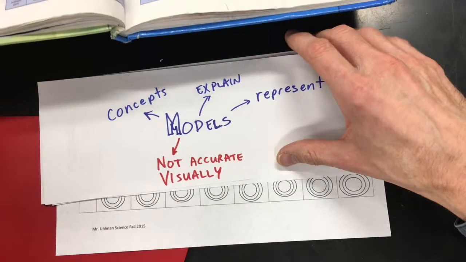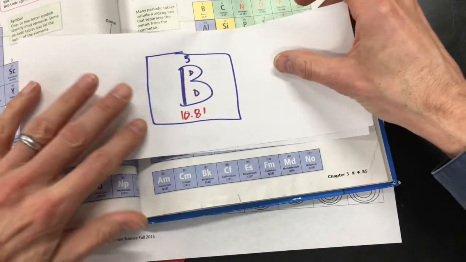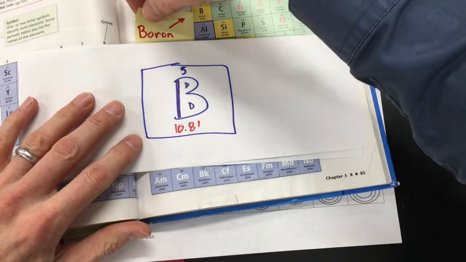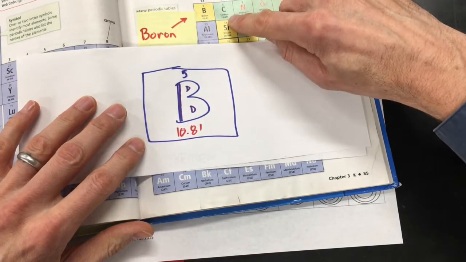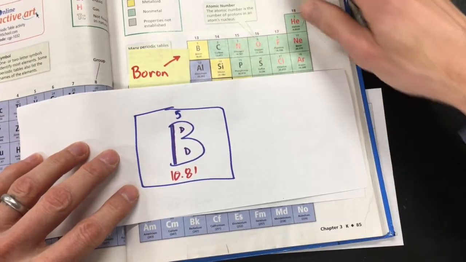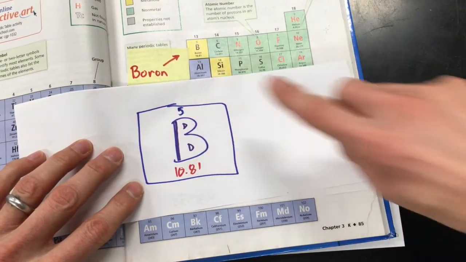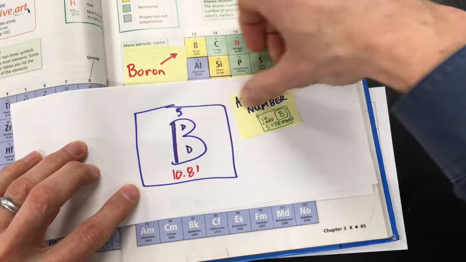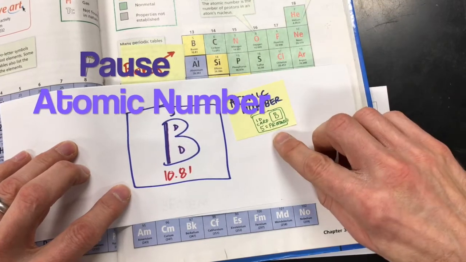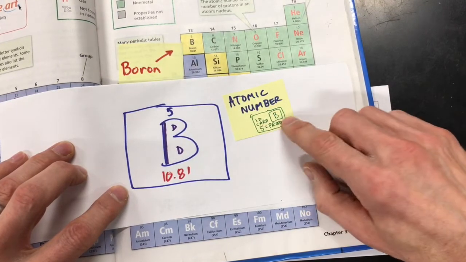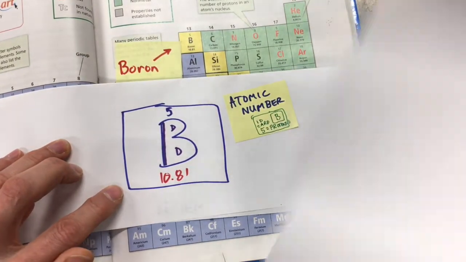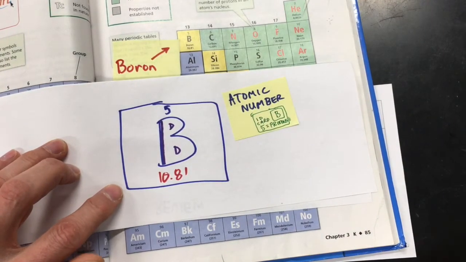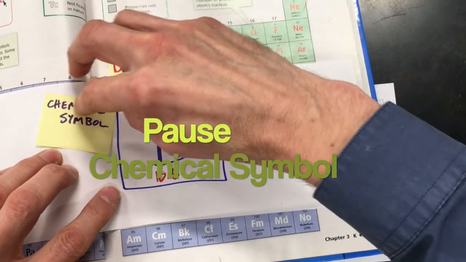Let's move to the periodic table. We'll use boron today as our example. Boron lives right here, and its neighbor is carbon. Here's what we know about boron. It has this 5 up above, and that 5 is the atomic number. We now know that the atomic number 5 is the number of protons. That's kind of like the ID card for the boron. Its chemical symbol, of course, is the letter B.